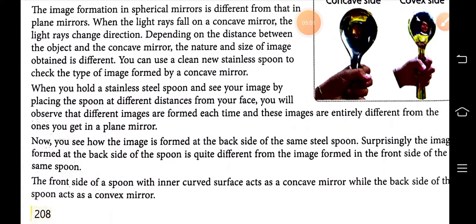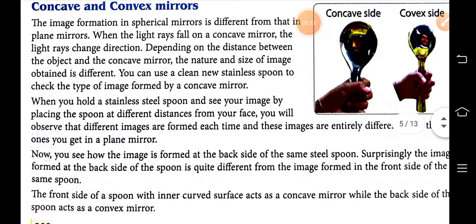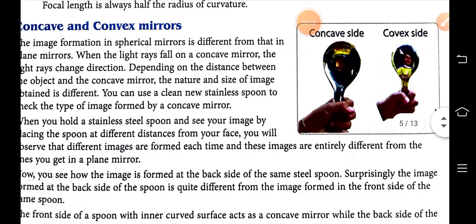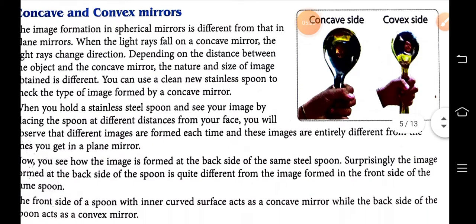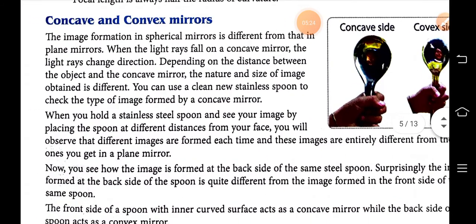This can be understood by a clean new stainless steel spoon. You have to take it and then check the type of image formed by a concave mirror. It is the concave side. The curved side is known as the concave side and the opposite side is known as the convex side.